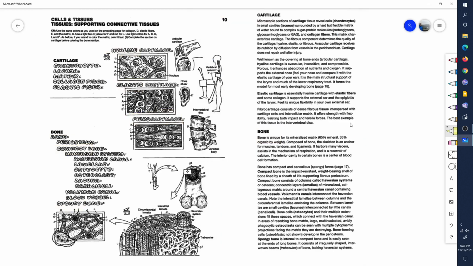So let's start with cartilage. As I said, there are three types of cartilage: hyaline cartilage, elastic cartilage, and fibrocartilage. All of them have something in common. The thing that they have in common is they all contain cells called chondrocytes. Chondro means cartilage. Anytime you see the word chondro, you can think cartilage. Cyte means cell. So it's a cartilage cell.